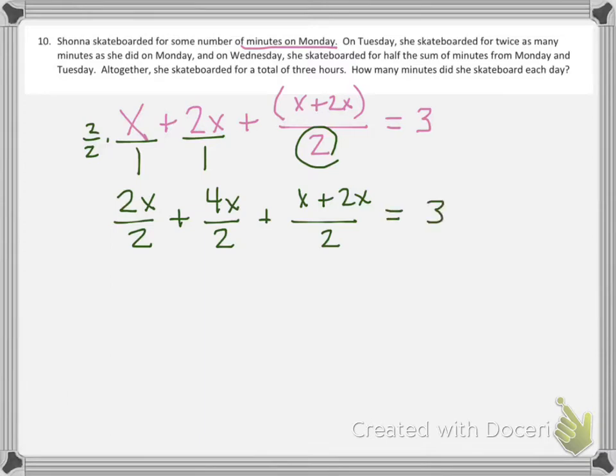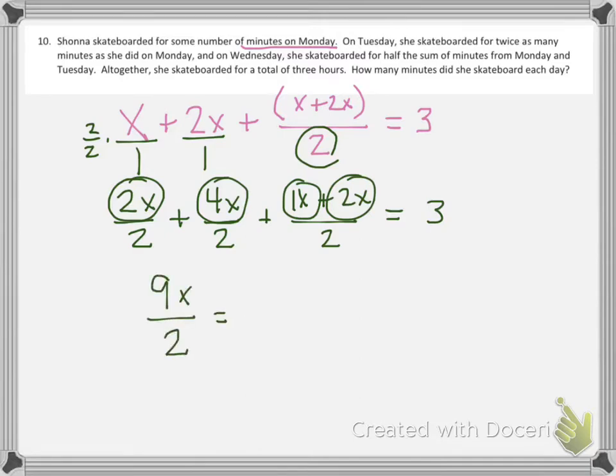I have the same denominator, so I can add these numerators. 2x plus 4x plus 1x plus 2x. 2 plus 4 is 6, plus 1 is 7, plus 2 more is 9. So this is 9x over 2 is equal to 3. And now I can use my means extremes. 9x times 1 is 9x. I'm going to put it over here. 9x is equal to 2 times 3, which is 6. And then I can multiply by the reciprocal.